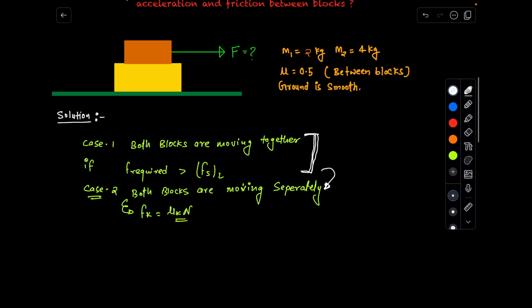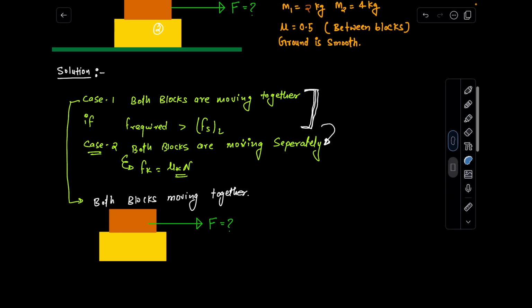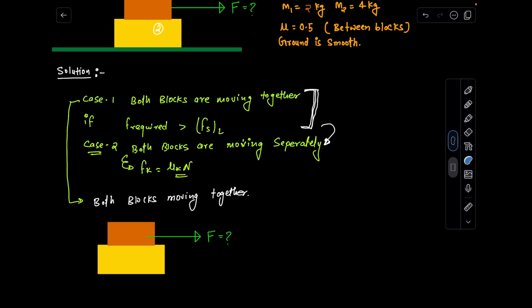Let us take the data given: this is our first block and this is our second block. The mass of the first block is 2 kg and the mass of the second block is 4 kg. Let us assume that both are moving together. So I am taking case 1 and solving this problem first. The situation is something like this: these are two blocks, and they are moving together.